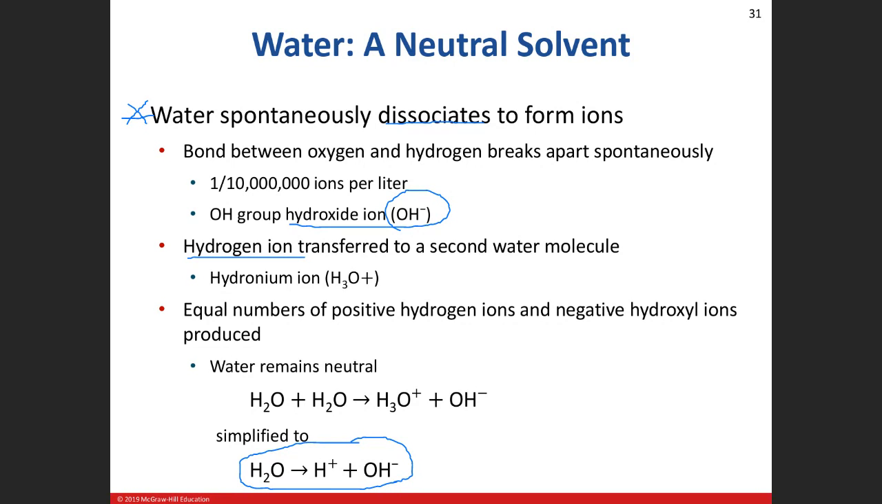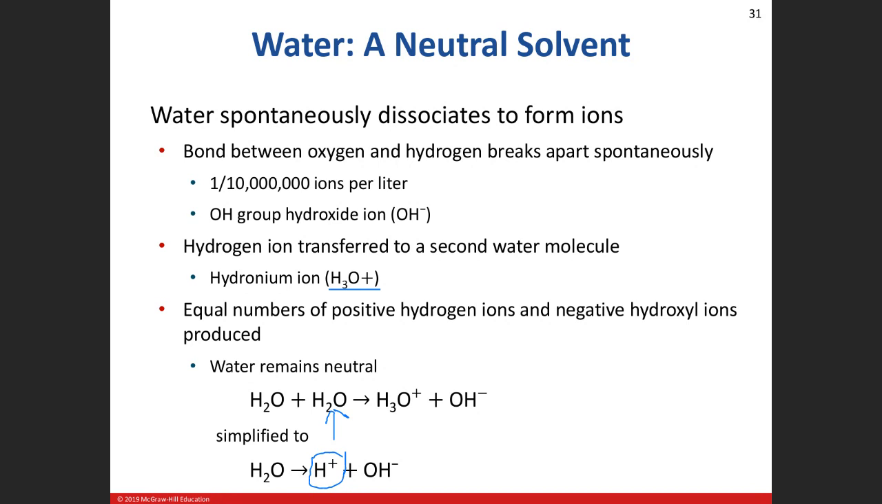The bond between the oxygen and the hydrogen is just going to break apart on its own, randomly. You can see the statistic there, 1 out of 10 million ions per liter of water. This other formula here is showing you two water molecules and what happens. From time to time, when one water molecule dissociates, that hydrogen ion is going to find another water molecule and glom onto it and form what we call hydronium. Hydronium is H3O+.